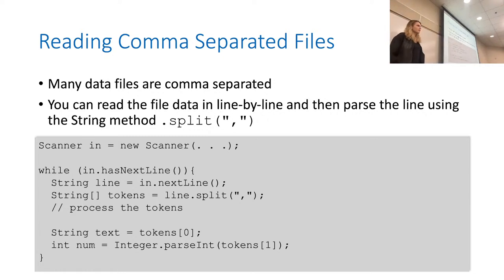This is actually a very common thing. It's very common for data to be stored as comma separated values. The idea is that each value is on a line separated by a comma, and then after the comma is the next value, and then the next, and then the next. If you take in each line and break each line up by the commas, each resulting array element will be its own single piece of data.